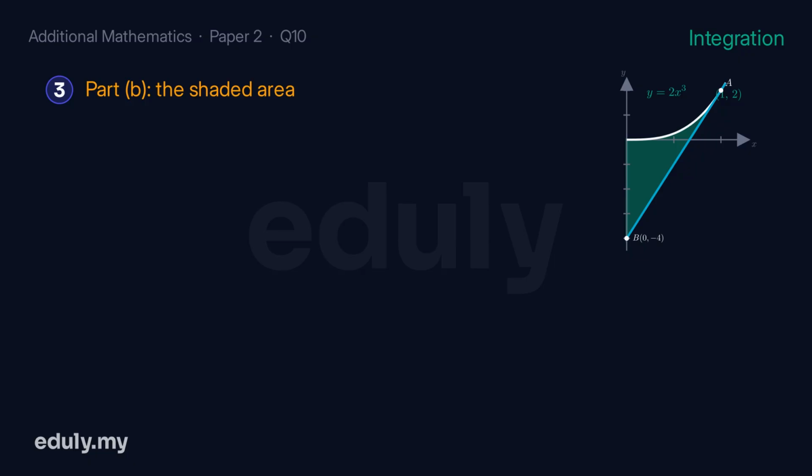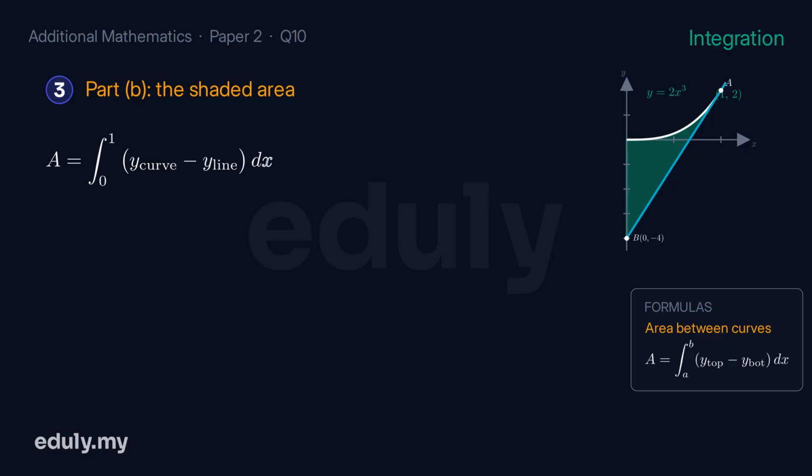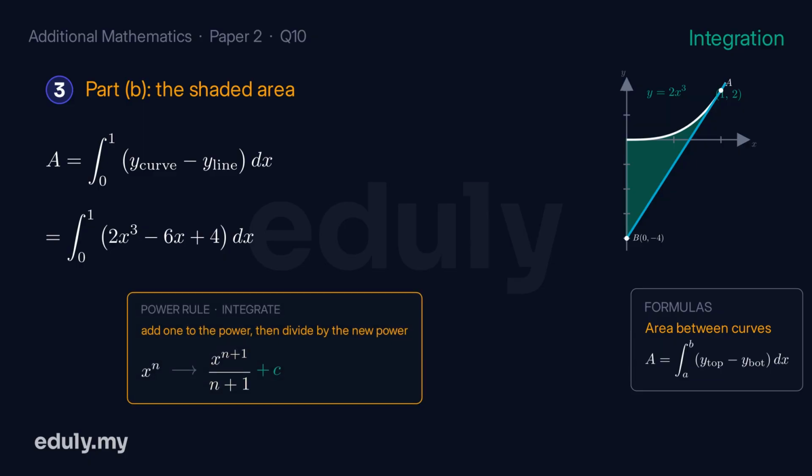Step 3. The shaded area sits between the curve and the tangent. For an area between two curves, integrate the top curve minus the bottom one. Top minus bottom, integrated from 0 to 1. The curve is on top, the tangent below. Tidy the bracket. To integrate a power, add 1 to the power, then divide by the new power.